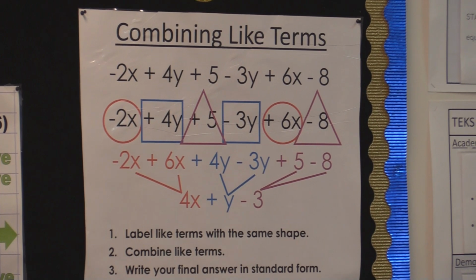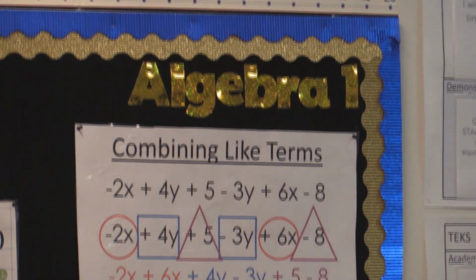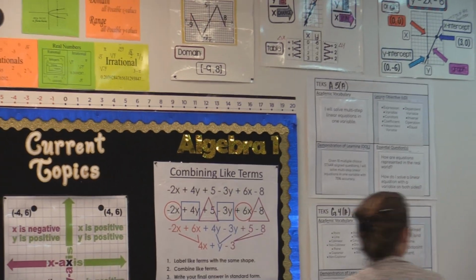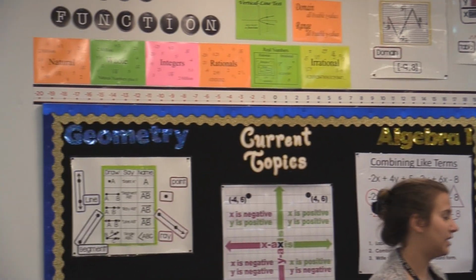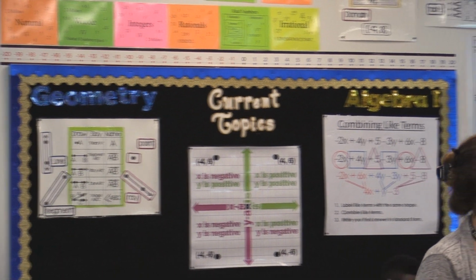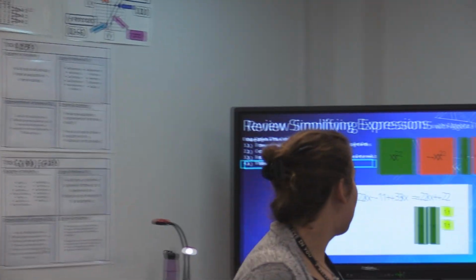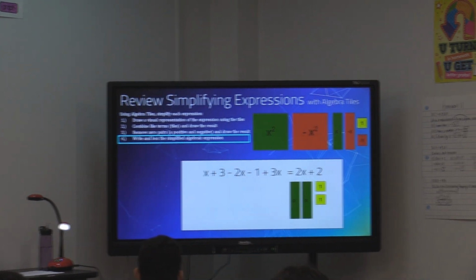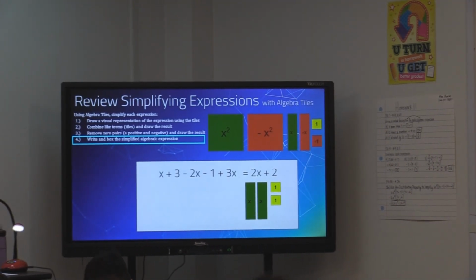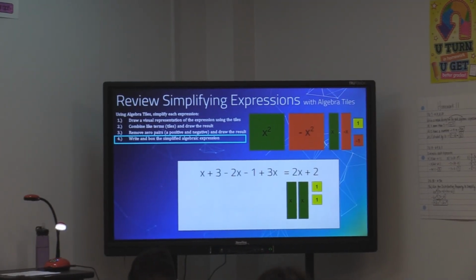That's totally simplified. I can't simplify anymore on that. Right? Because I have all my x's together and all my 1's together, and that's it. I don't have any positive and negatives. They're gone. Now, guys, this is nothing new. This is what we did last week, but now we're just doing it with algebra tiles. We're just visual.